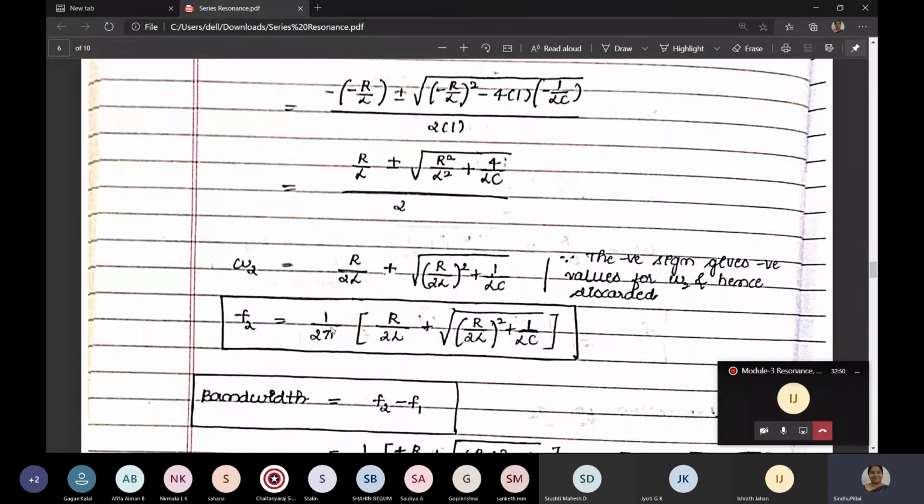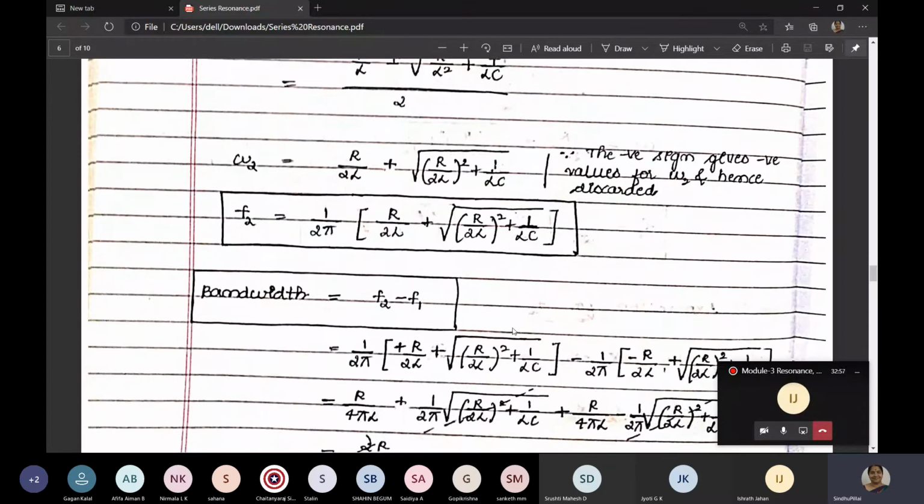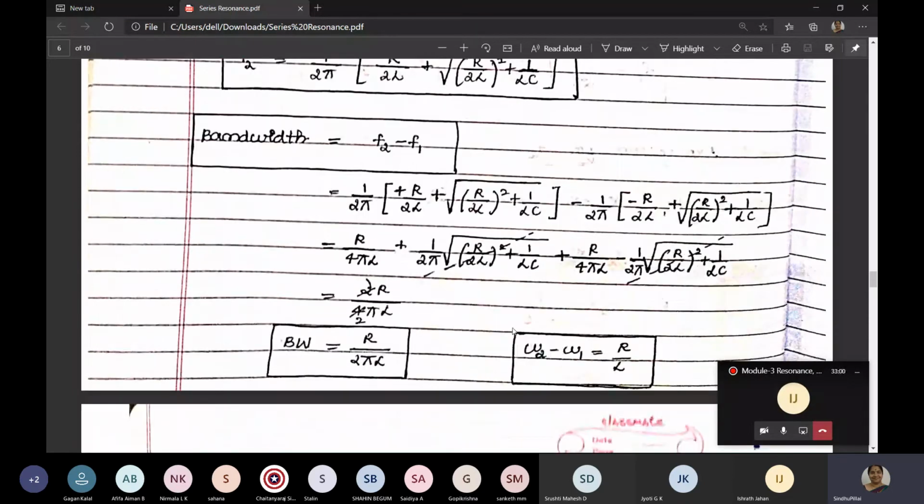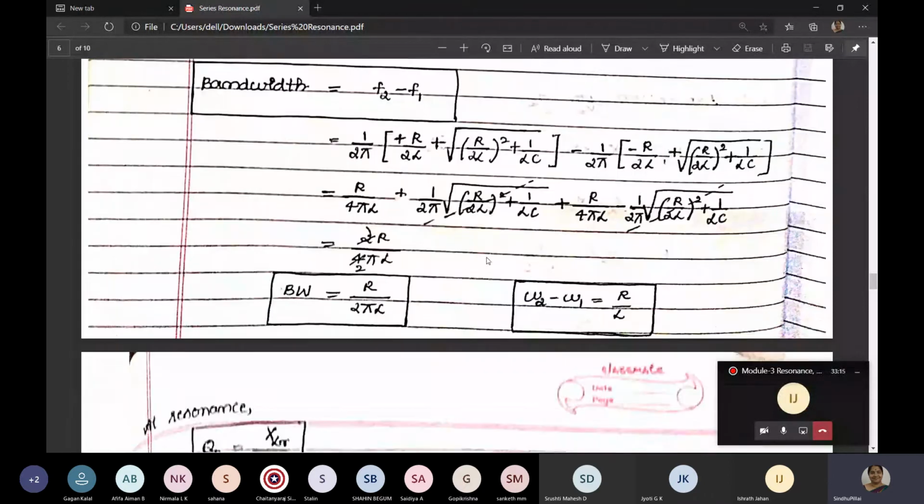You'll get the expression for f2. f2 is 1 by 2 pi into R by 2L plus root of R by 2L whole square plus 1 by LC. So what is the bandwidth? Bandwidth is nothing but f2 minus f1. Subtract the expression you got for f1 from f2. All these terms will get cancelled, so you'll get only R plus R, it becomes 2R, and the 2s will cancel. So bandwidth is nothing but R divided by 2 pi L.